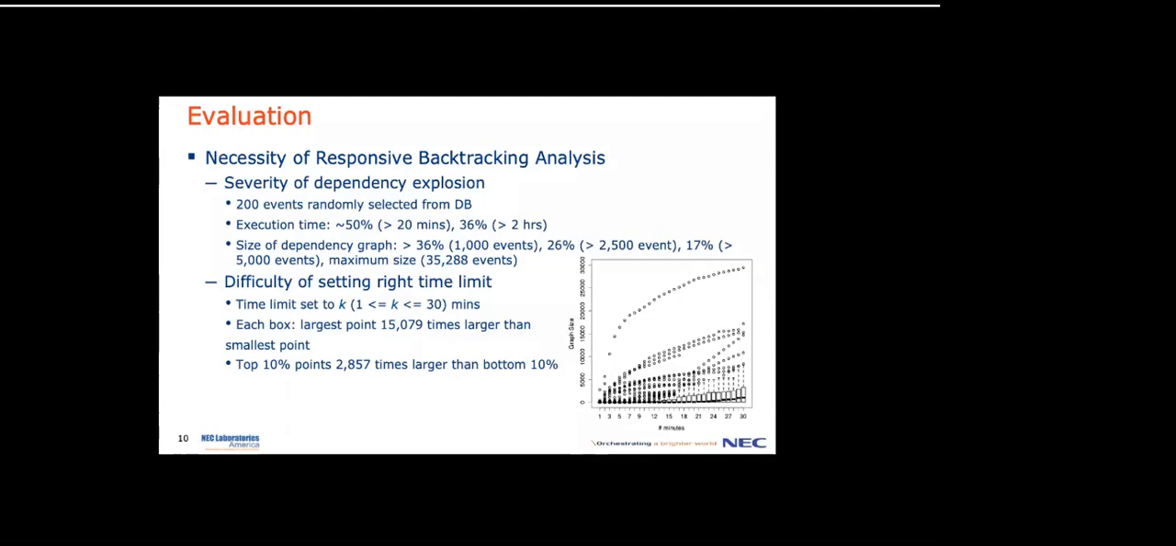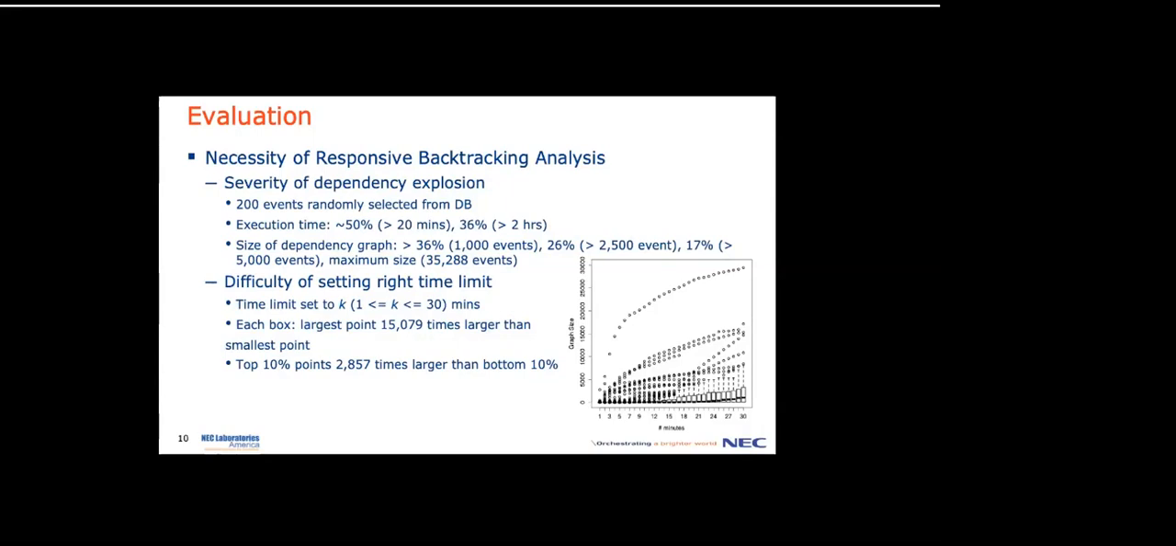To evaluate our framework on the real-world system, we have several metrics. The first one is the necessity of responsive backtracking analysis. Here we try to answer two questions. First, the severity of dependency explosion, and the second one is the difficulty of setting right time limits. For the first one, we randomly selected 200 events from the database, and we found that for about 36% of events, the execution time is over 2 hours. And regarding the dependency graph, the size can be over 5,000 events for about 20% of events. And the maximum size can be over 30K events.